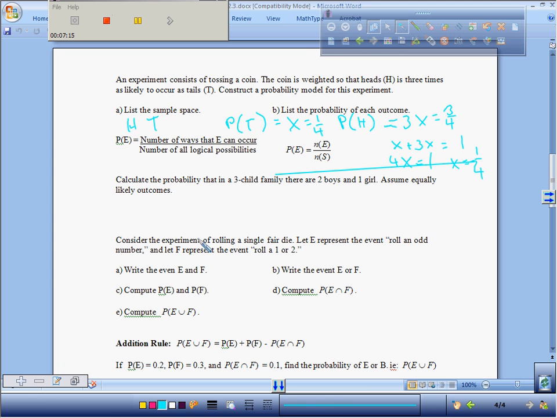Anyone know? 1/8? No. Who wants to make a guess? 2 boys and 1 girl. Who has 2 boys and 1 girl in their family? Anyone? No? Is it 1/4? No? So the way you'd have to do it is make a little, you could do a tree diagram.